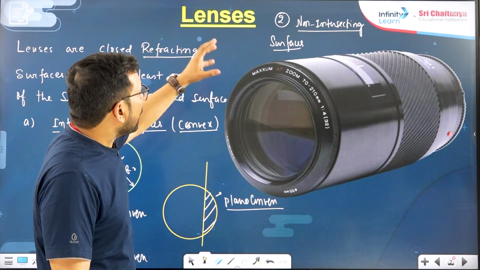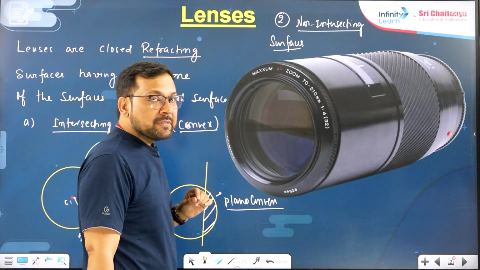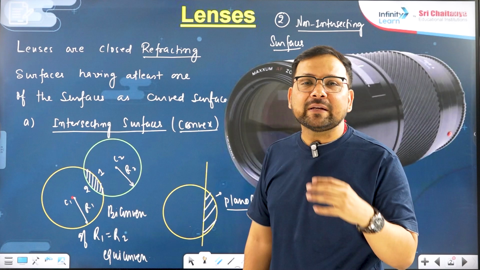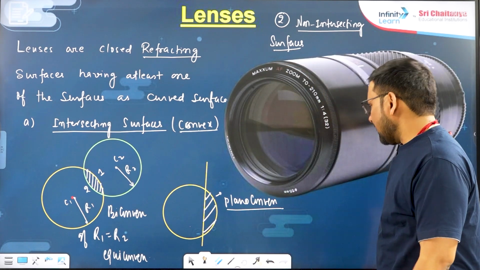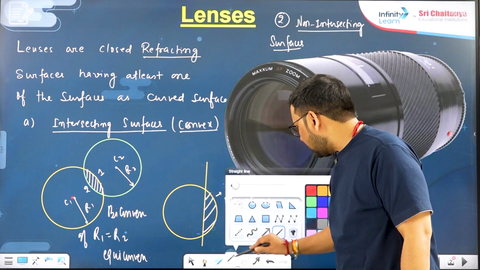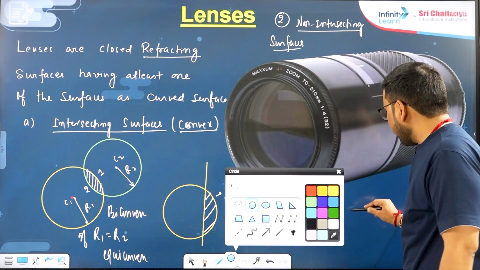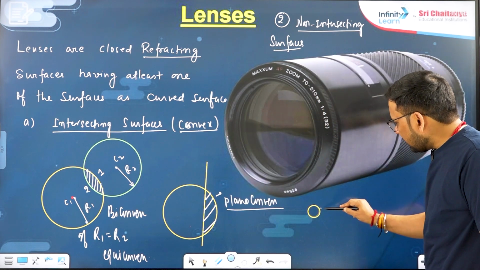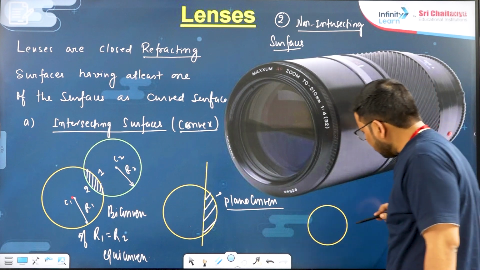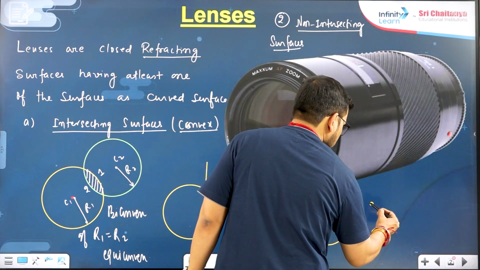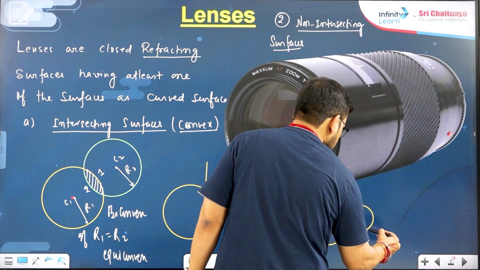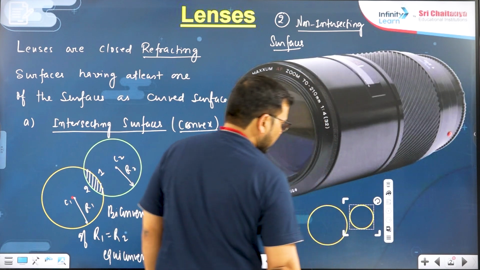Now the next one is non-intersecting surfaces. It means I have two surfaces but they are not intersecting each other. Then can a lens form like that? Yes, it might. We will have a look. How? Have a look. Suppose I am taking one sphere here. Now I am taking a second sphere here like this. This is the second sphere.